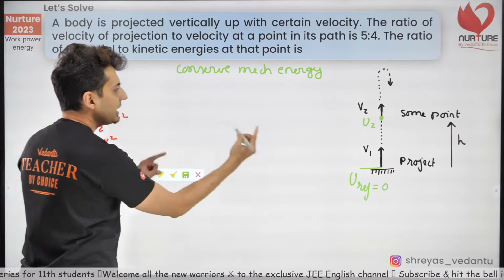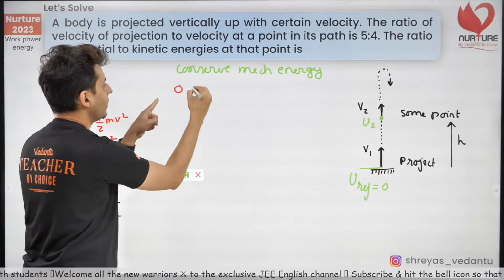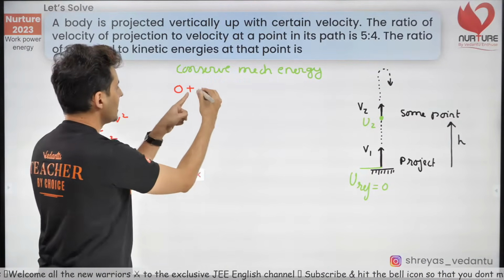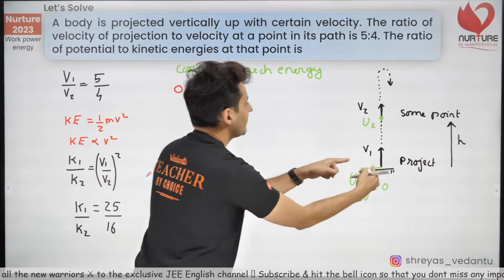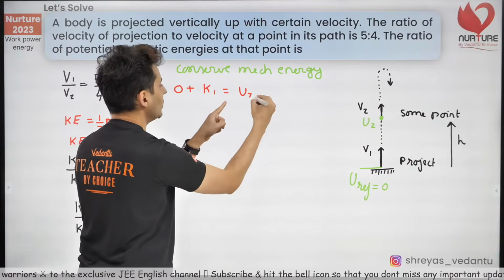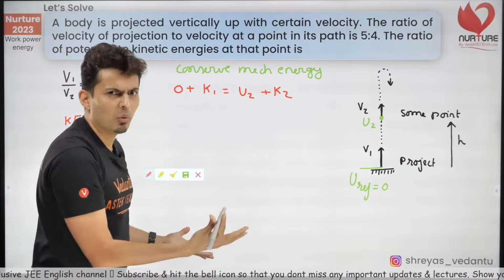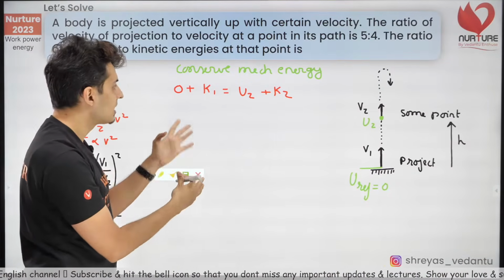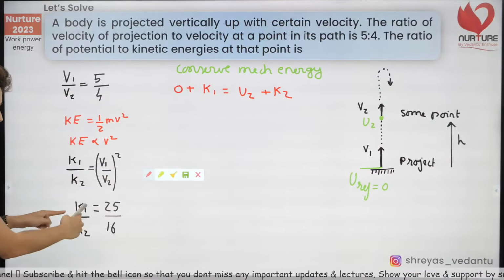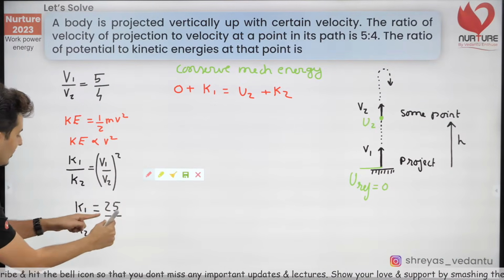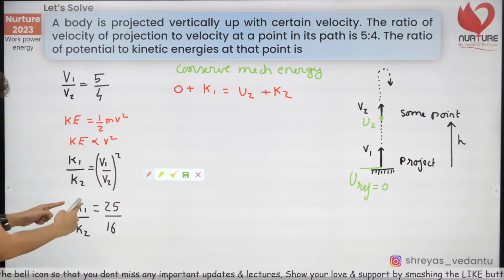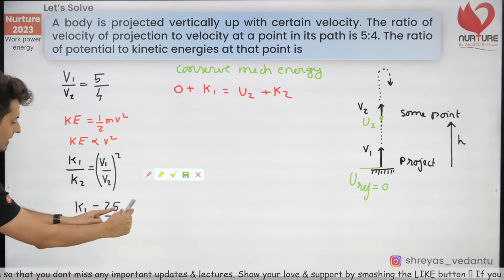Think. Initial potential energy 0. Initial kinetic energy K1 is equal to final potential energy U2, final kinetic energy K2. Now I'll be like, okay, what now? Are you going to substitute some values? Yes. How? Over here. What is K1? K1 is 25/16 K2.